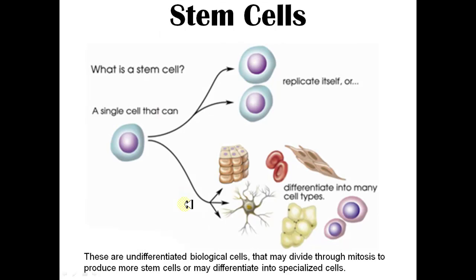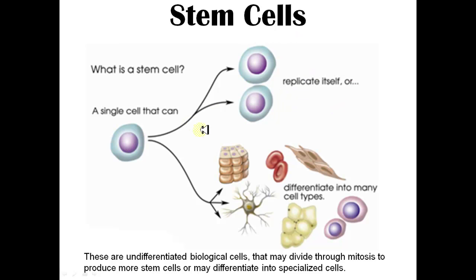Then we have what are called stem cells. What is a stem cell? A stem cell is a single cell that hasn't been differentiated, so what that means is it can actually replicate itself, so we can make more than one stem cell. 2, 4, 8, 16, assuming that none of them die out.